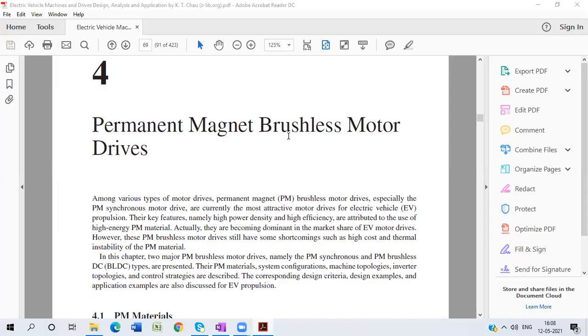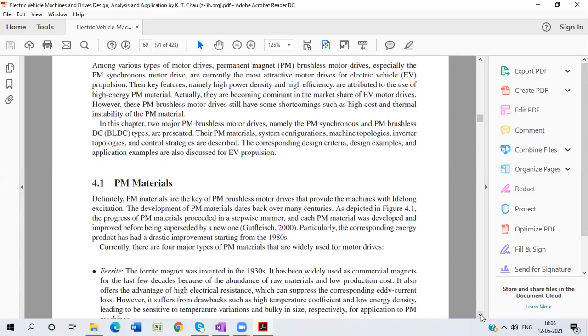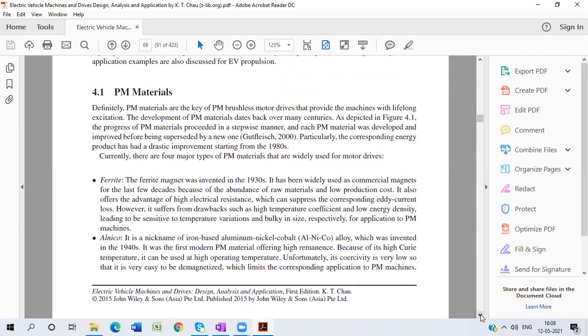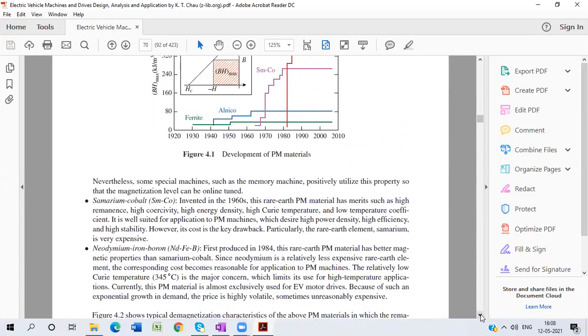So are you able to see the book, chapter number 4, permanent magnet brushless drives? In this chapter, you should know up to which content you have to prepare for the mid one. You have to go through this 4.1. Already we have discussed different types of permanent magnet materials: ferrite, alnico, samarium cobalt, neodymium iron boron.